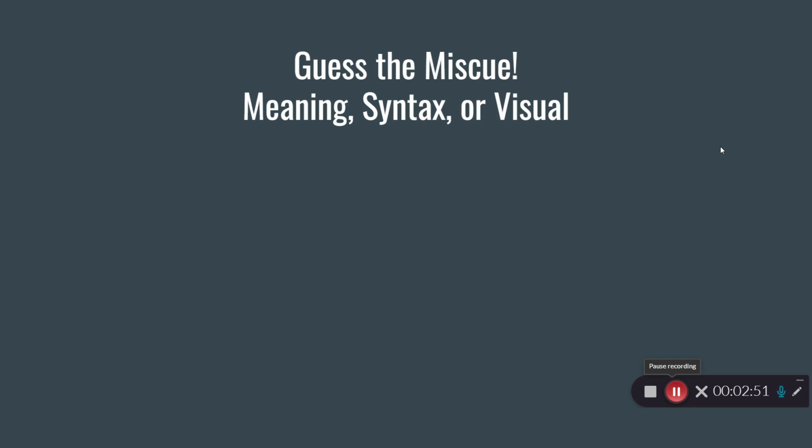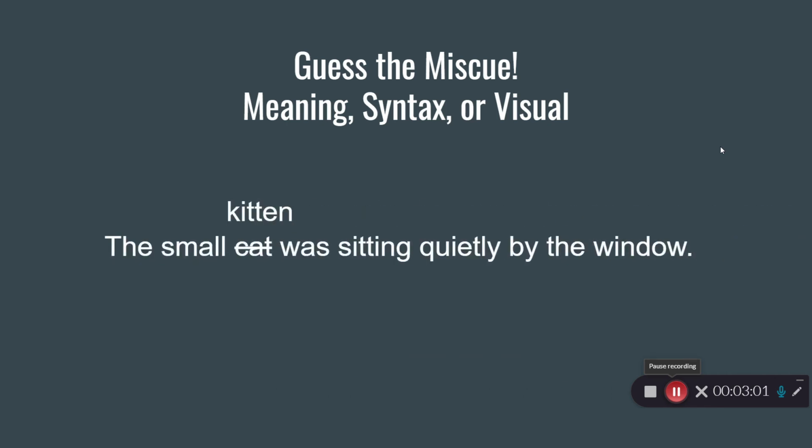Guess the miscue. There will be a sentence displayed with a miscue, and I would like you to pause the video to determine which miscue is represented. The small cat was sitting quietly by the window. The small kitten was sitting quietly by the window. This is a meaning miscue because the miscue did not change the meaning of the sentence.